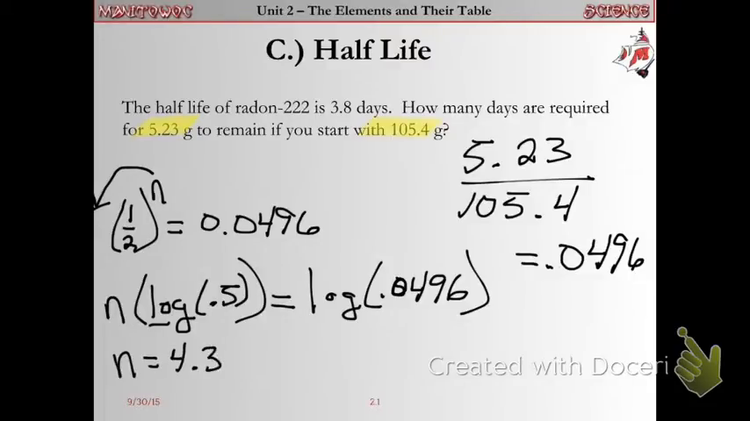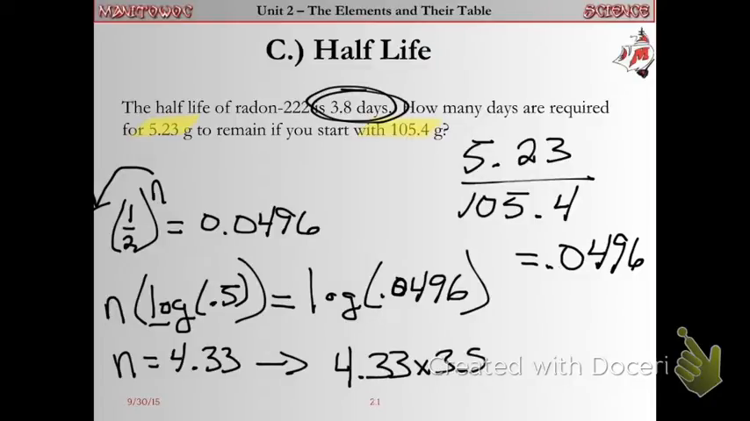And so we got to remember what that means. That is going to be the total number of half-lives. Well, what's 1 half-life? 1 half-life is 3.8 days. 2 half-lives would be twice that. 3 half-lives would be 3 times that. 4 half-lives would be 4 times that. 4.33 half-lives would be 4.33 times that. So to get our final answer, we're just going to take our 4.33 times 3.8. And our value here, 16.5.